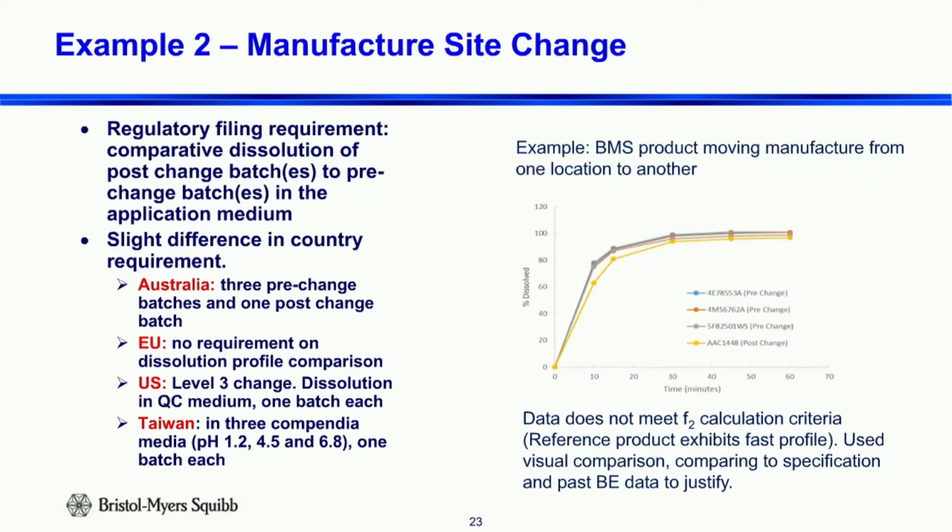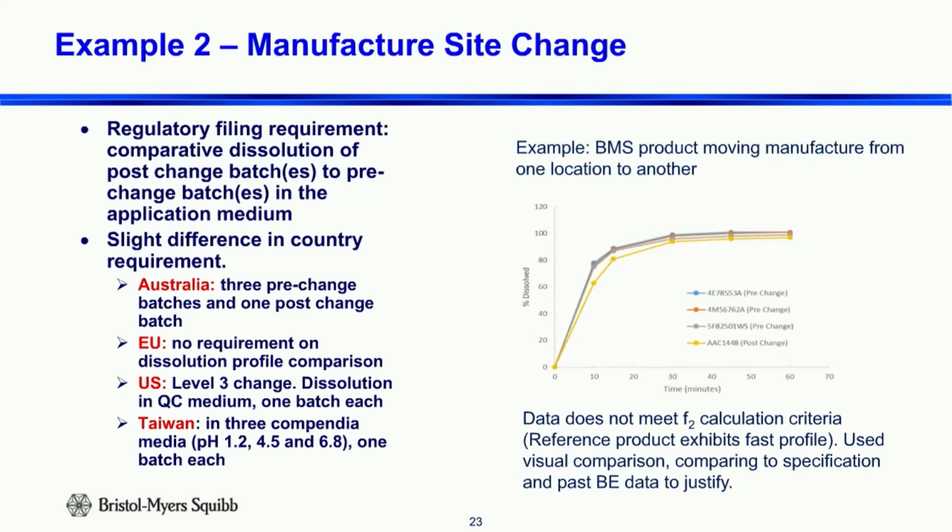On the left is a real example of our product. The pre-change product shows a fast profile, which means at 15 minutes it is already greater than 85% dissolved. The post-change, however, is less than 85% at 15 minutes. As I mentioned before, if both profiles are fast profiles, visual comparison is acceptable. In this case, it's kind of a gray area because the pre-change profile does not qualify for F2 calculation comparison, but the post-change profile is not a fast profile.